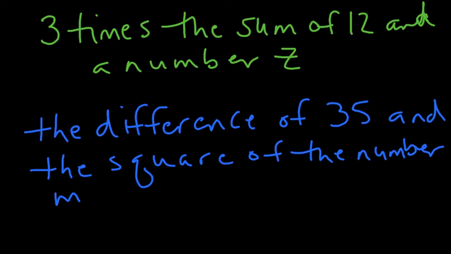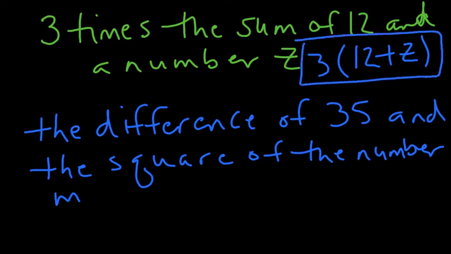Okay, let's try 2 more examples. First one, 3 times the sum of 12 and a number z. Anytime it says the sum of a number 12 and a number z and something in front of it, like 3 times the sum, this number has to have some parentheses. The sum means the answer of 12 and z. So you're going to start with parentheses. Parentheses, 12 plus z. The 3 goes outside the parentheses. And that is the answer to the first one.